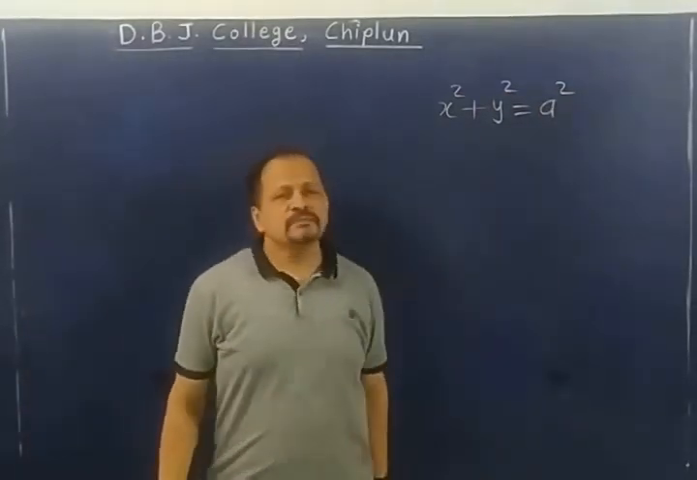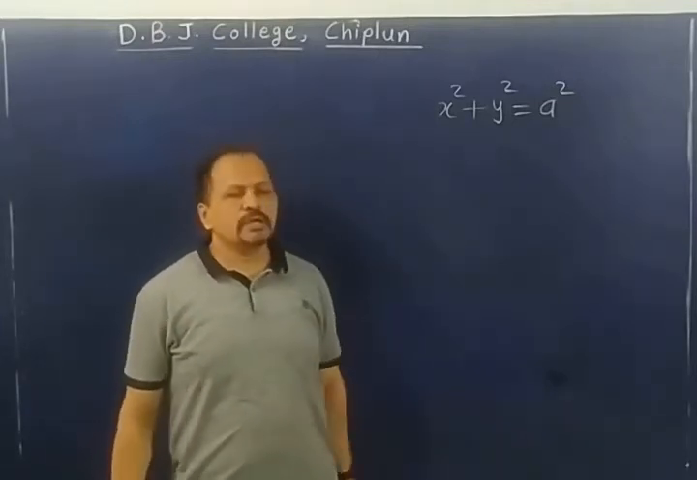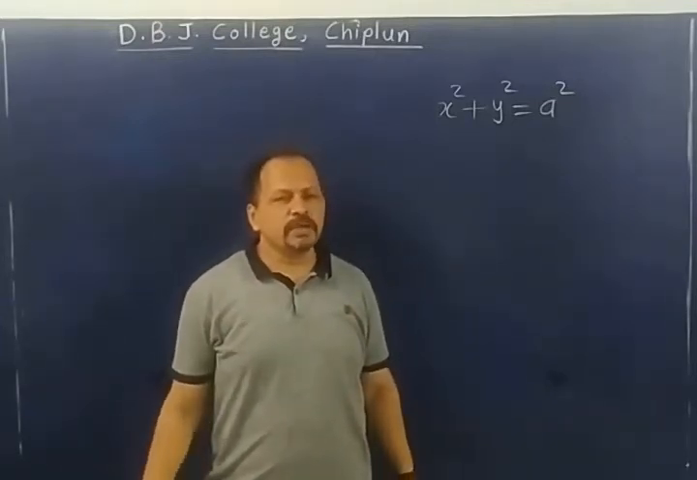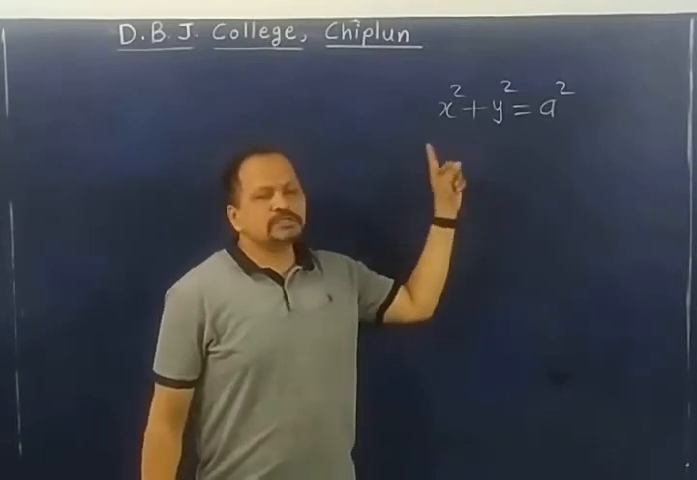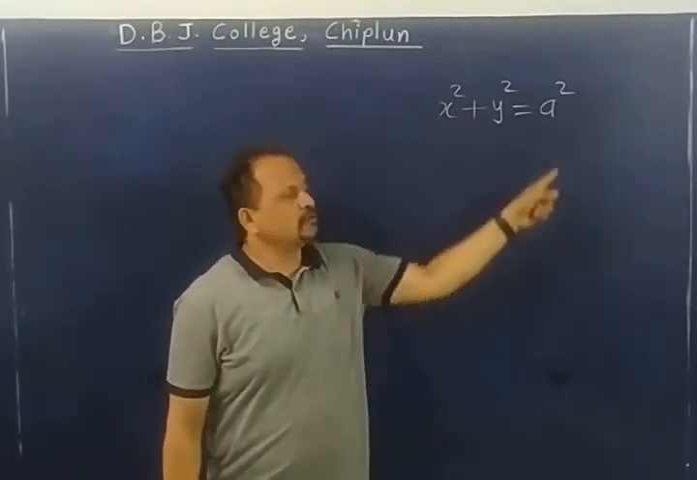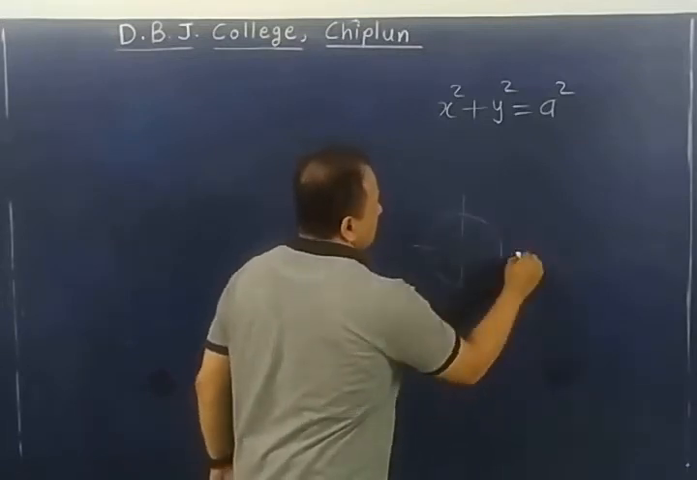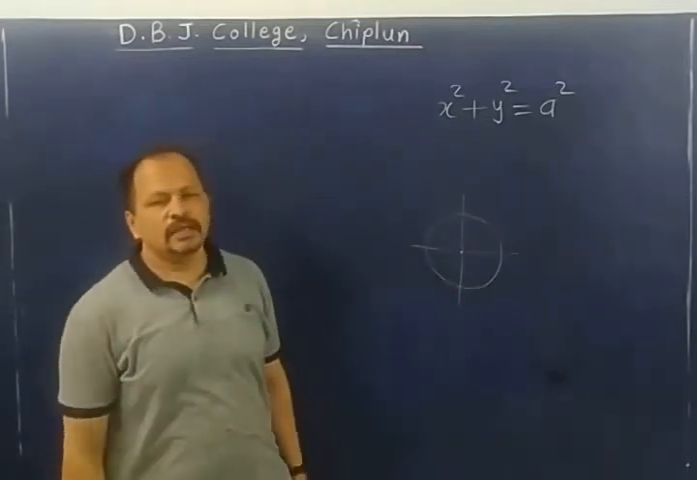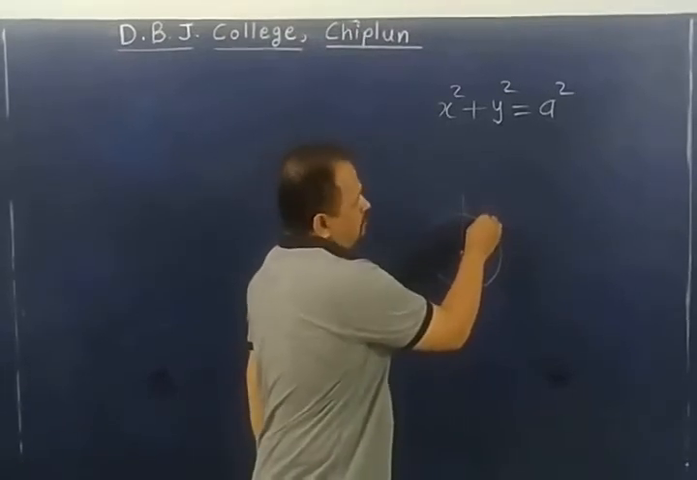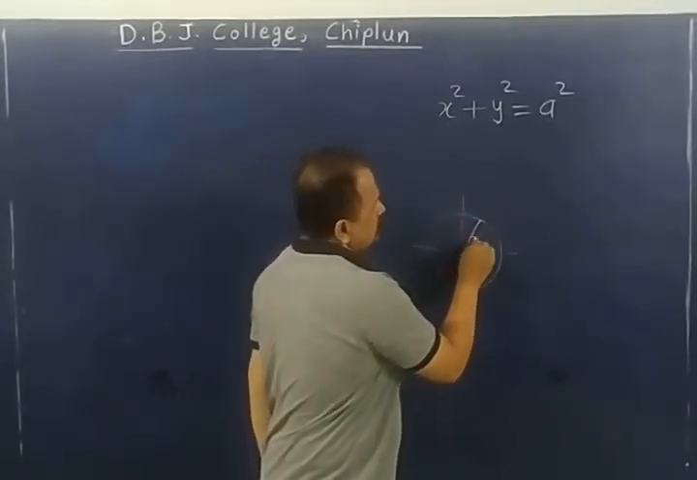One equation, x square plus y square equal to a square. Very simple equation. Now here in this equation you know that this is the equation of a circle whose center is at the origin and radius is equal to a.